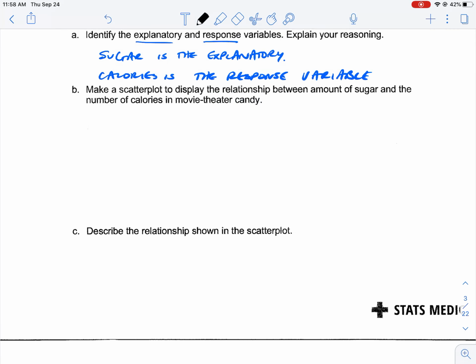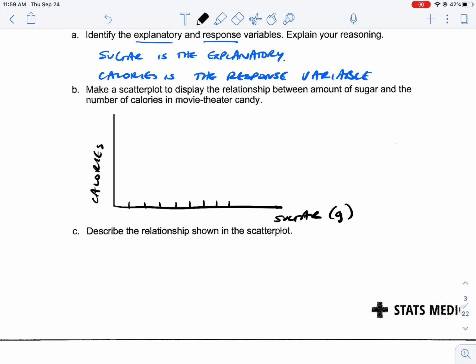If I go to plot this, remembering my response variable is going to go up this y-axis. So here's my calories. Down here is my sugar in grams. 40, 50, 60, 70, 80, 90. I didn't put nearly enough in here. Let me move this down this way. Extend this out.